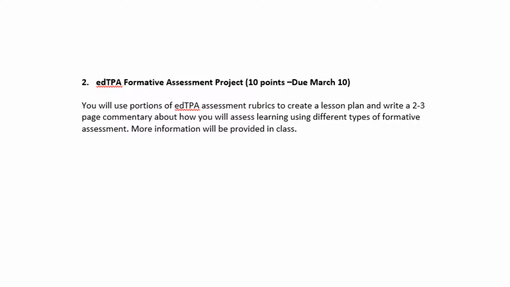A second assignment is the edTPA Formative Assessment Project, which is due March 10th and is worth 10 points. You'll use portions of the edTPA assessment rubrics, the actual rubrics by which your edTPA assignment in student teaching will be scored, to create a lesson plan and write a 2 to 3 page commentary about how you will assess learning during the lesson using different types of formative assessment. We're going to provide more information about this in class, and you'll be given a week off from readings to work on this because this is such an important assignment.